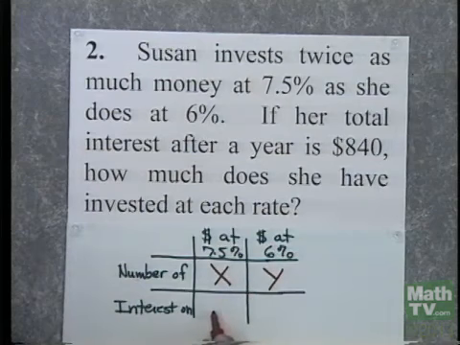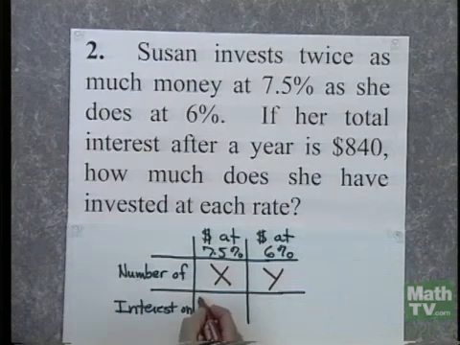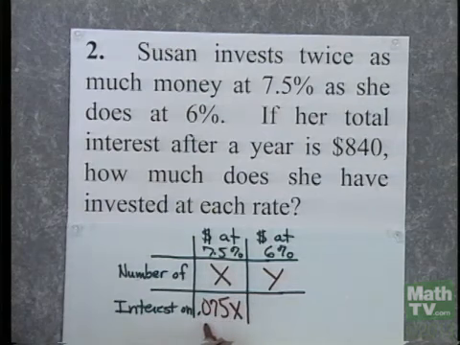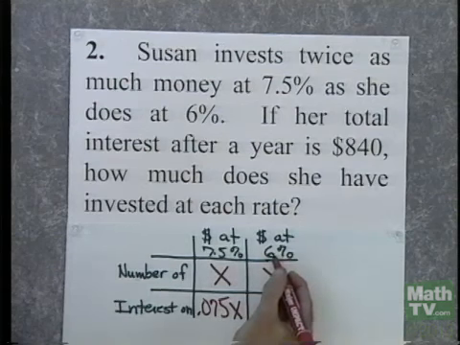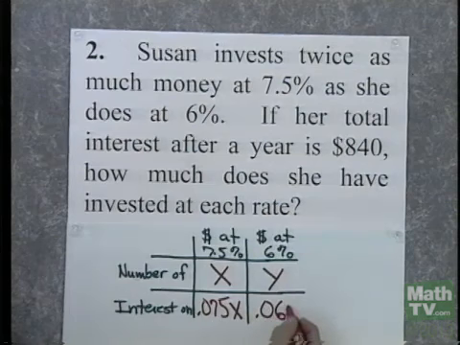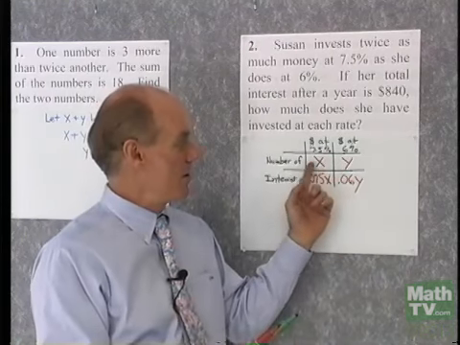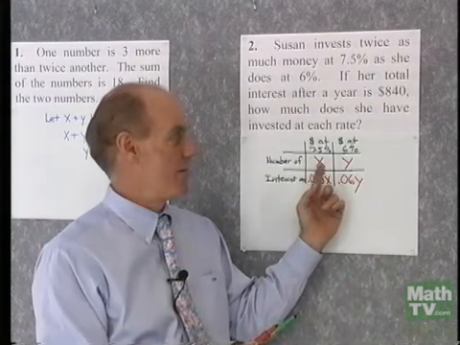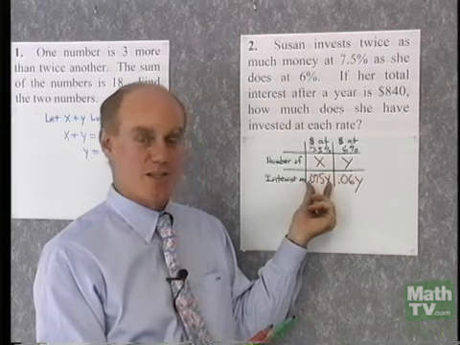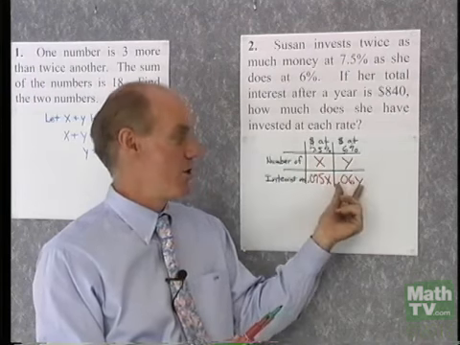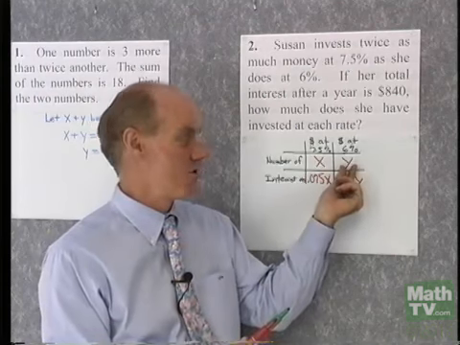Now I'll fill in these 2 squares right here, knowing that these x dollars earn 7.5% interest. So 0.075 times x is the amount of money that's earned in interest on these x dollars in a year. Now these dollars y are invested at 6%, so the amount of interest that's earned on those y dollars is 0.06y. So you can see by this table, I've let x be the number of dollars invested at 7.5%, y is the number of dollars invested at 6%, 0.075 times x is the interest earned on these dollars, and 0.06y is the interest earned on these dollars.